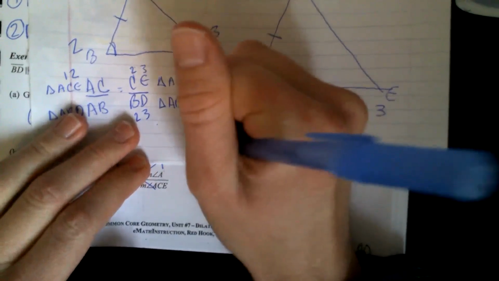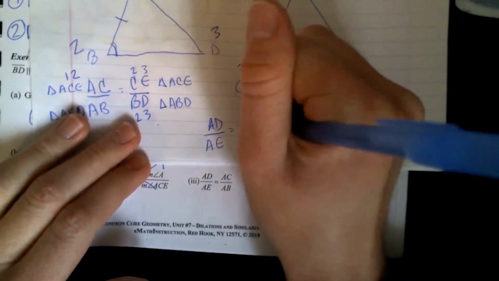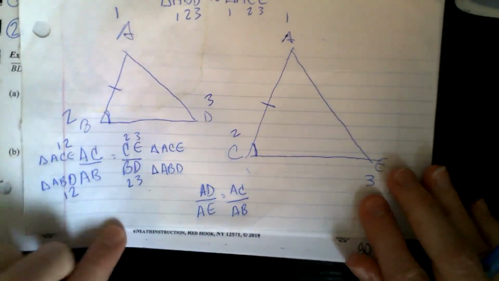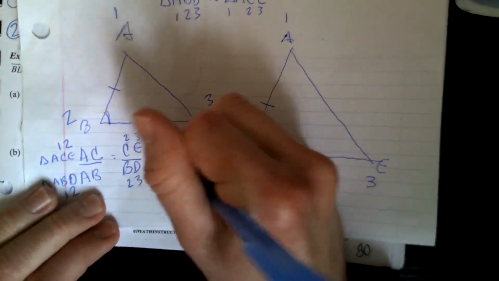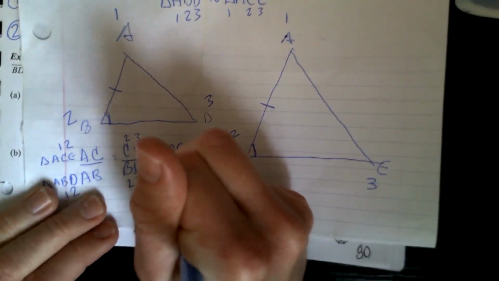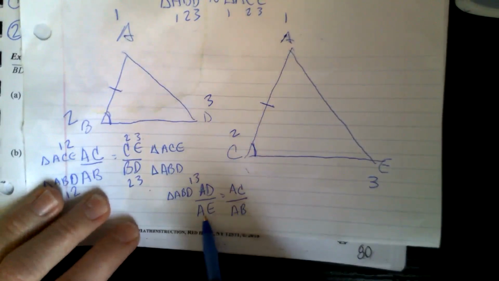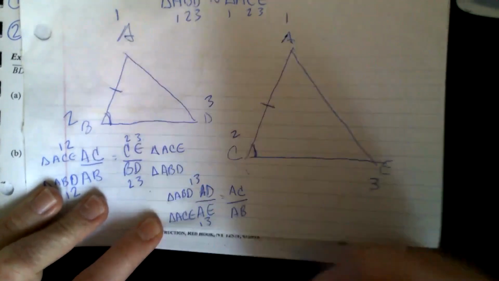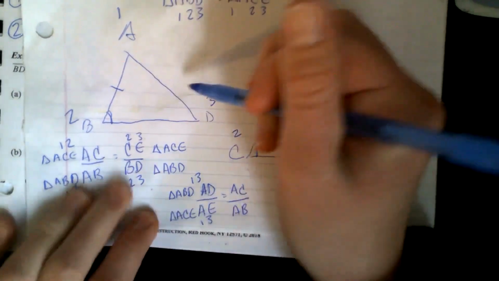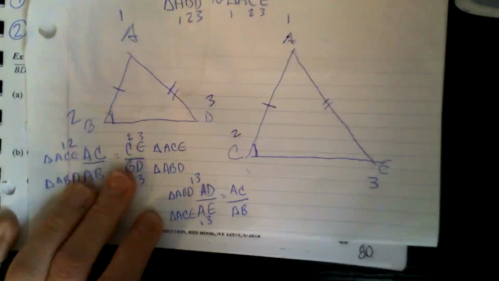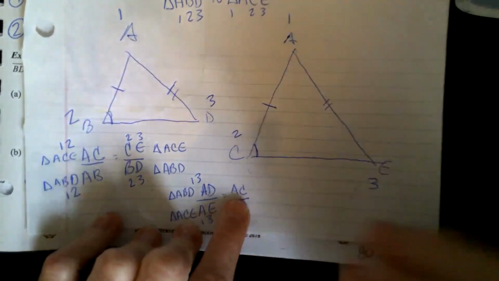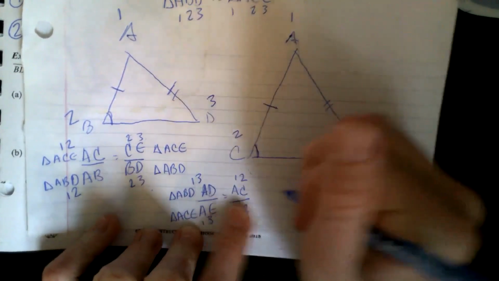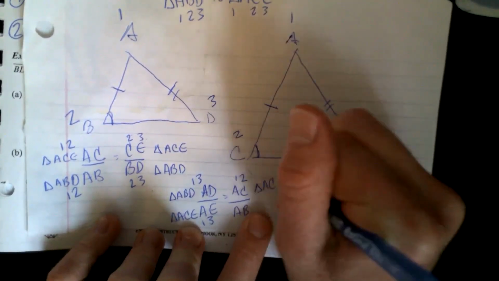All right, so let's take a look at 3. We have AD over AE is equal to AC over AB. We're going to do the same thing like we did up here. AD is 1 and 3, and that is from triangle ABD. AE is 1 and 3, so that's from triangle ACE. Those are corresponding sides, so that works. Now let's look at AC. AC is 1 and 2, and that is from triangle ACE.